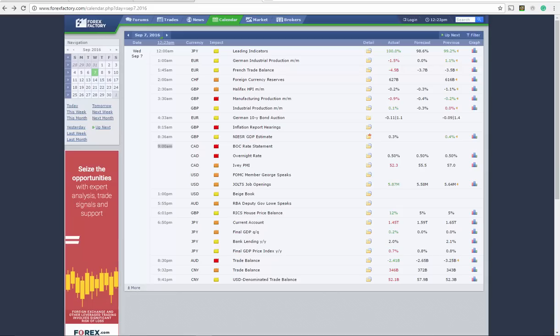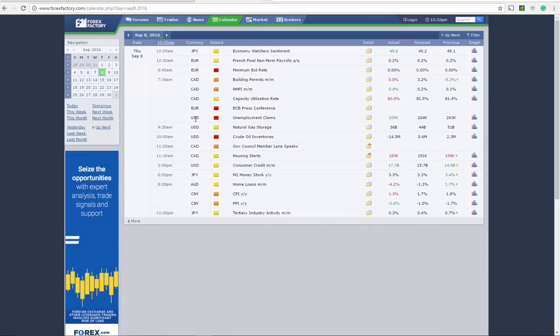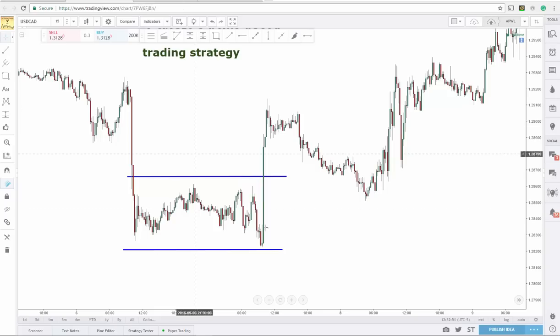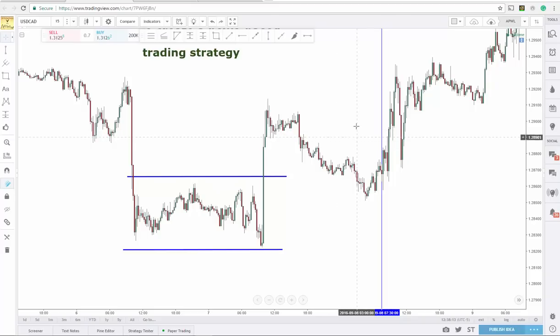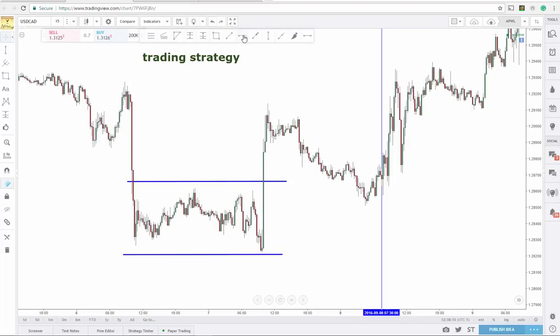So let's check out our next red flag event for the Canadian or the US dollar. Here we are on September 8th, 2016, and unemployment claims come out for the dollar at 7:30 a.m. So let's check that out on the chart. 7:30 a.m. on September 8th. So right in here is our 7:30 candle, and if we look back for our most previous resistance level, you can use one of two resistance levels. I like to use the most previous, and that is this one here for me.